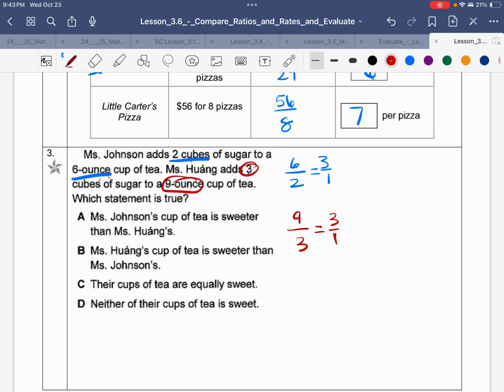Okay. Miss Johnson's cup of tea is sweeter. No, I don't think so. Miss Hong's cup of tea is sweeter. Nope, I don't think so. The cups of tea are equally sweet. Yep. Neither cup of tea is sweet. That's not true. They got sugar. There you go.